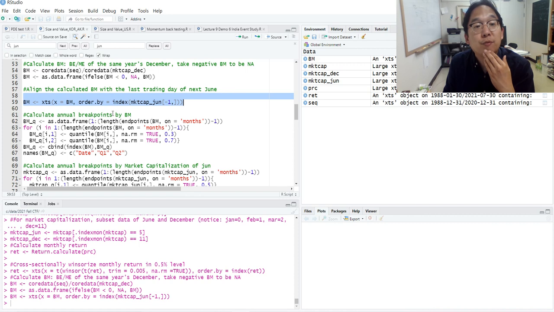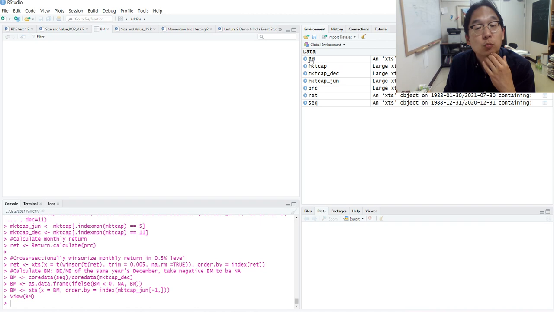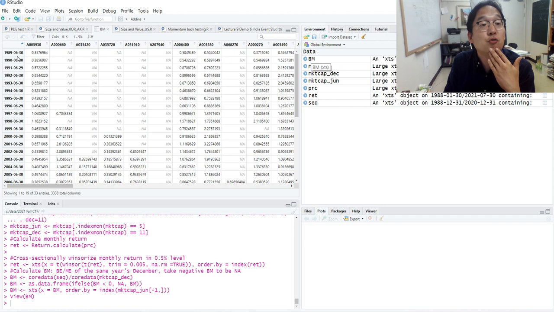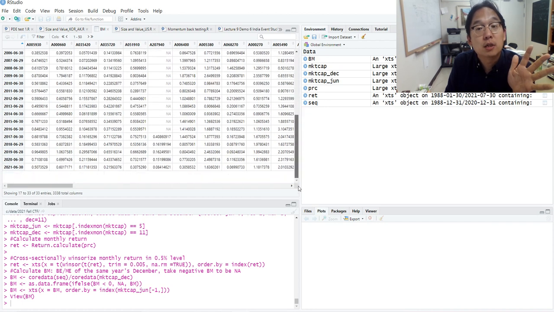Now, before we move on further, let me open this BM data set. What do we see? Book to market value for 3,000 different companies in Korea. And you see June 30th. At the end of June, we have the book to market value of Samsung Electronics. And it goes until what? You see June 30th. Did I see June 31st before? No. June 30th, and then 2021.